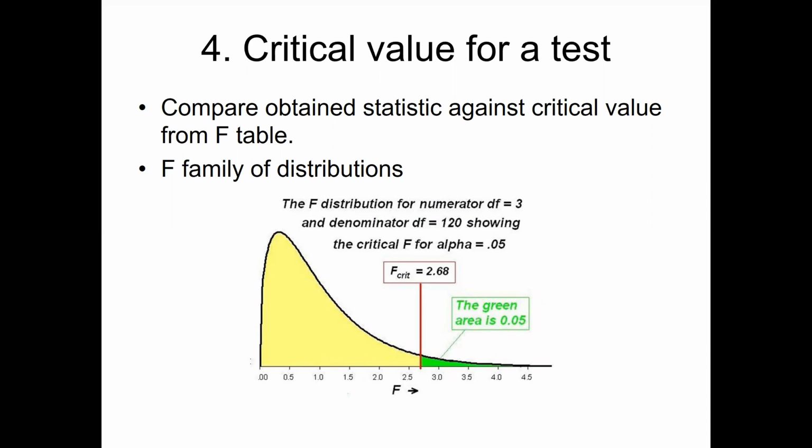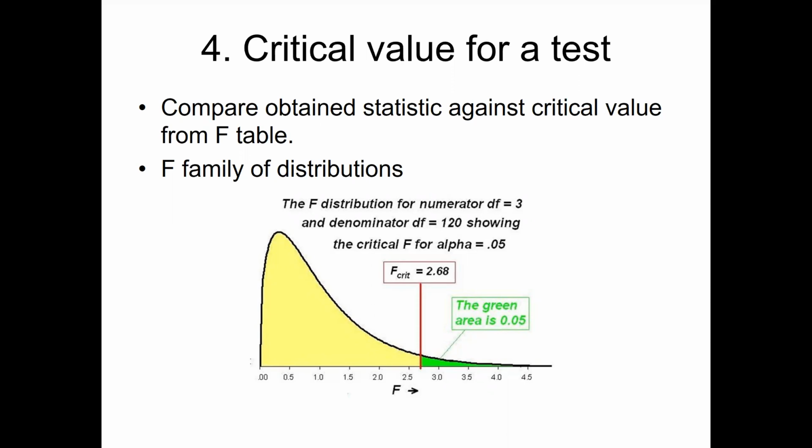This is not the T distribution. This is the F distribution. The F, again, like the T, is a family of distributions. It is not shaped like the normal distribution. There is no such thing, for instance, as a two-tailed F test because it's asymmetrical. It's a distribution of ratios.